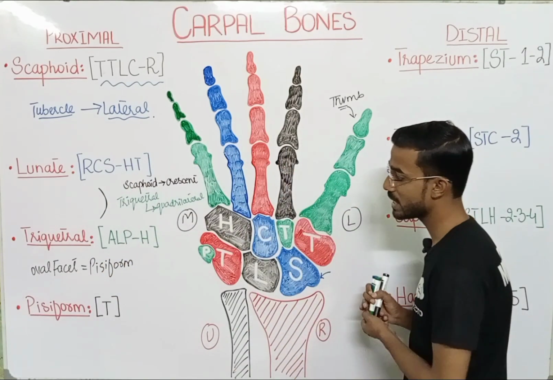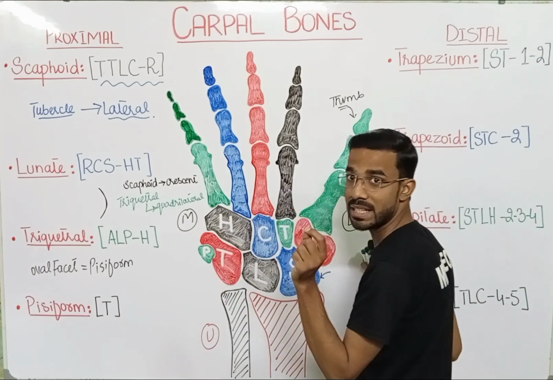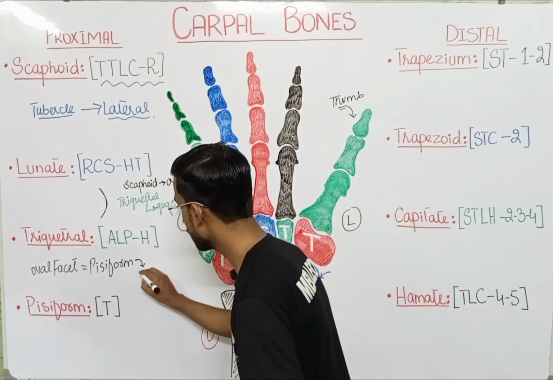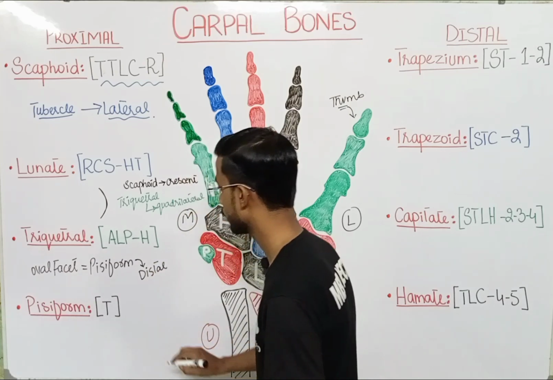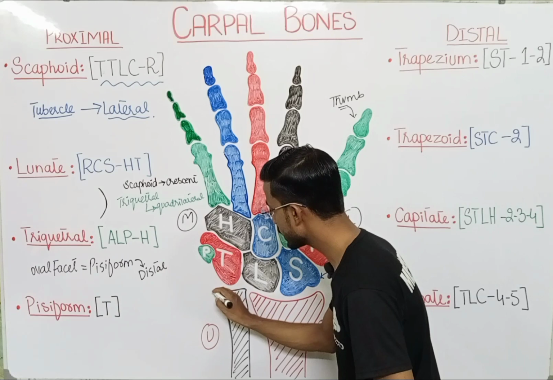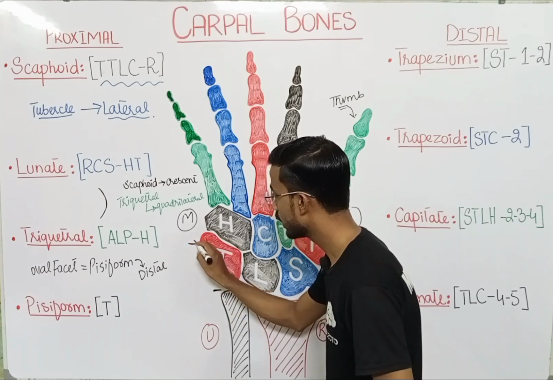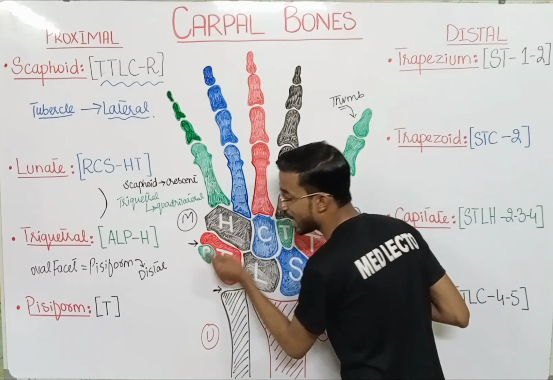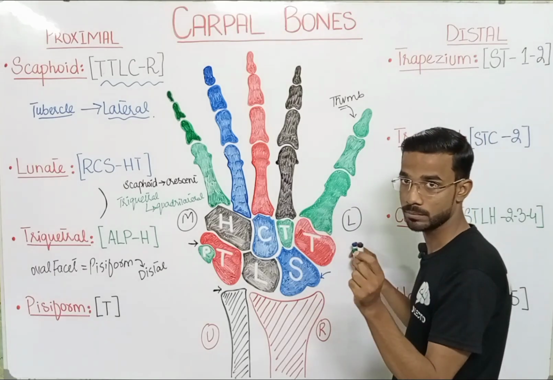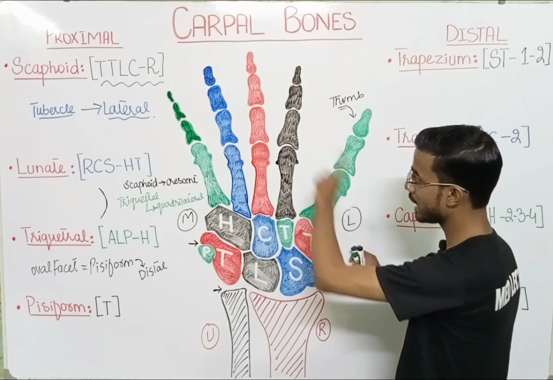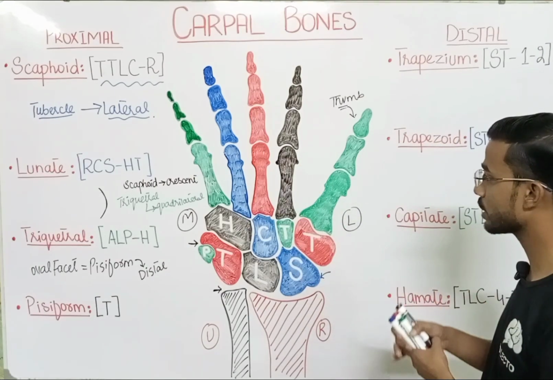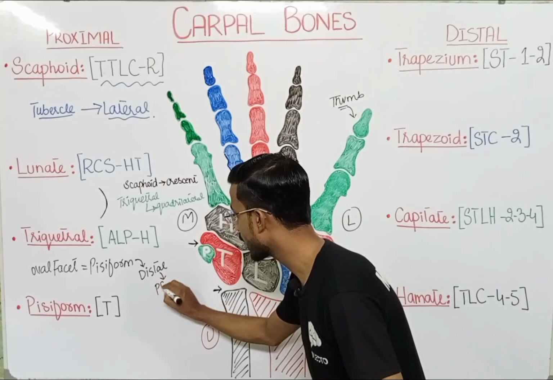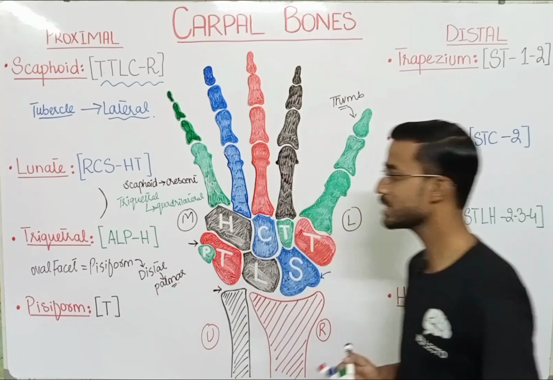But the important feature is that the oval facet is present at the distal side of the triquetral. This is another important point. If you see, this is the proximal and this is the distal aspect of the triquetral, but the pisiform bone is present at the distal aspect of the triquetral bone. And this is the palmar aspect, the palm side. This is another important point: it is present at the palmar aspect. These are the important features.